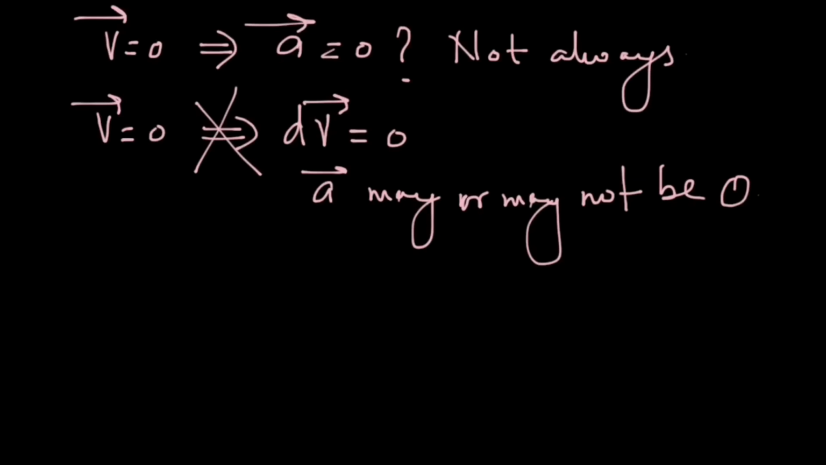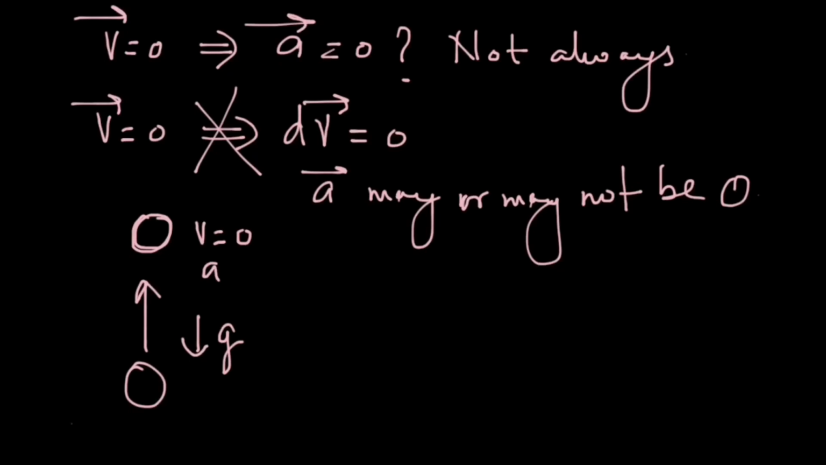An example of this case is when you throw an object upwards. Let's say a ball that is going up. It always has an acceleration g downwards, as we will see in later videos. So this ball is going upwards, and at the topmost point it stops for an instant and then comes back. So here the velocity is 0, but the acceleration is g downwards. So velocity equal to 0 does not imply that acceleration must be 0.